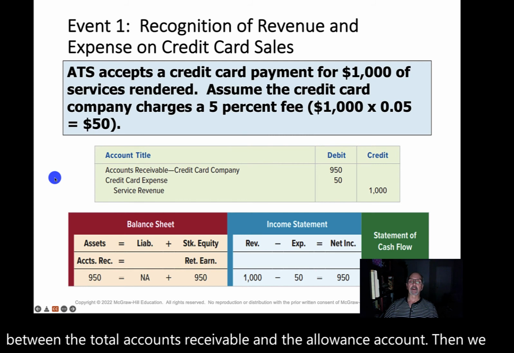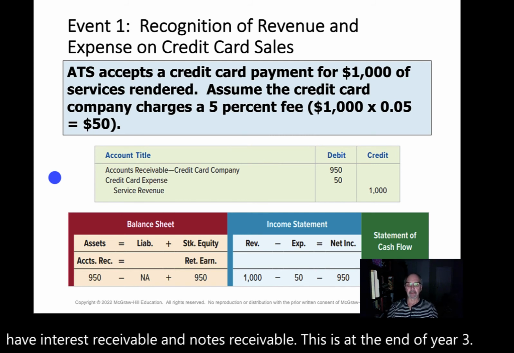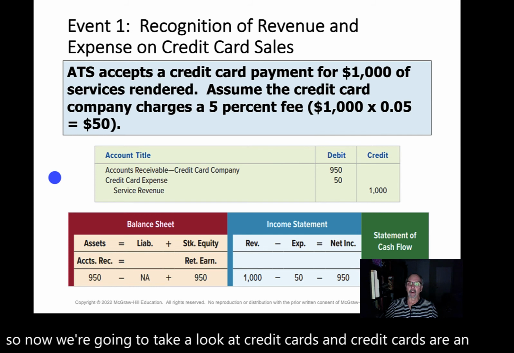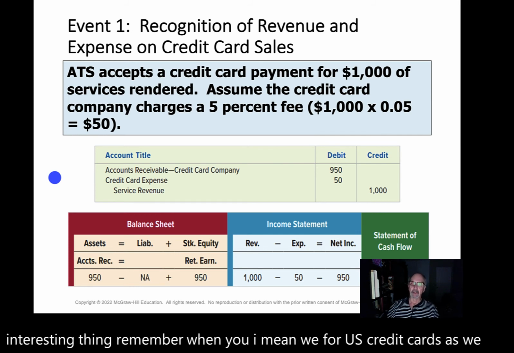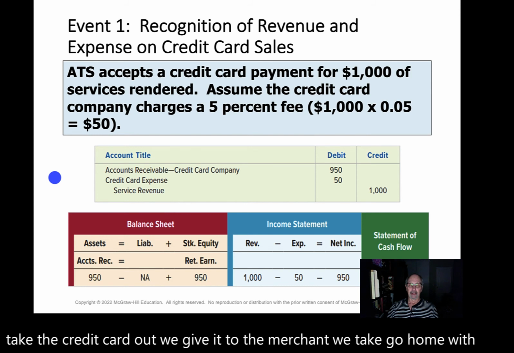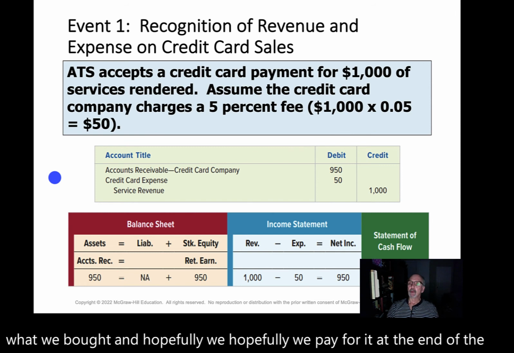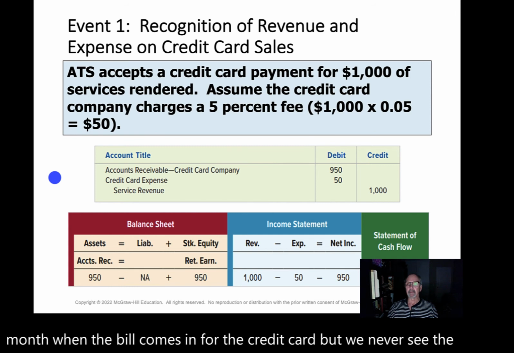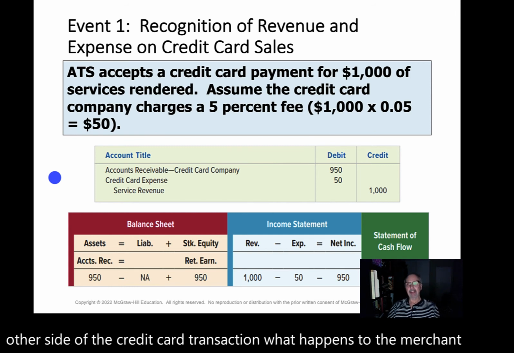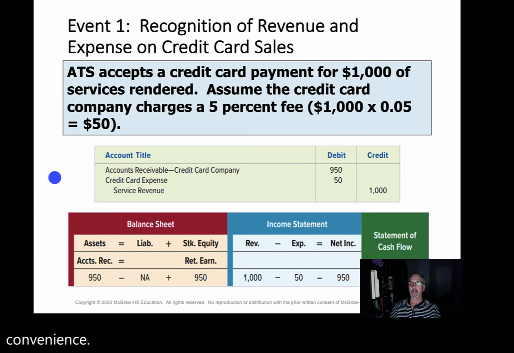So now we're going to take a look at credit cards. And credit cards are an interesting thing. Remember, for us, credit cards is we take the credit card out, we give it to the merchant, we go home with what we bought. And hopefully we pay for it at the end of the month when the bill comes in for the credit card. But we never see the other side of the credit card transaction. What happens to the merchant? Well, the merchant has to pay the credit card company for the convenience of your being able to use the card. And that charge can be anywhere from 3% to 8% of the sale.